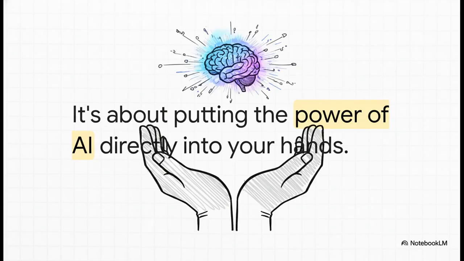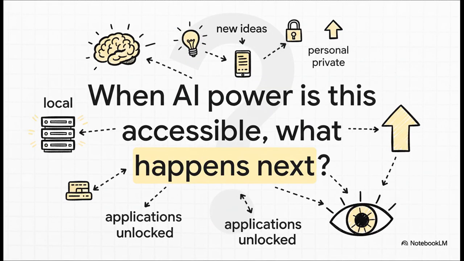At the end of the day, what this all comes down to is a fundamental shift in control. It's about taking the incredible power of modern AI out of the exclusive hands of a few big companies in the cloud and putting it directly into your hands. And so that leaves us with a really fascinating question to think about. When AI becomes this personal, this private, and this easy to get, what happens next? What incredible new ideas and applications are about to be unlocked now that all the old barriers are gone? That is something we all get to watch unfold.